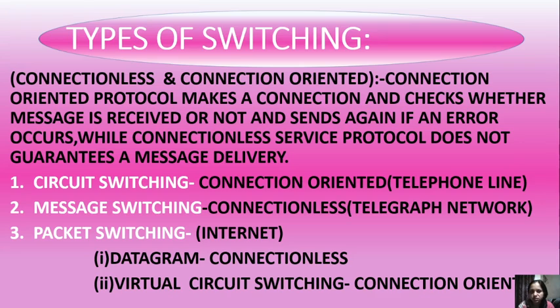So here circuit switching is a connection oriented switching technique, and one example is the landline telephone network, where circuit switching is used. And message switching is connectionless. One example is the telegraph network, where message switching was used. Telegraph is just a device used to send the telegram.